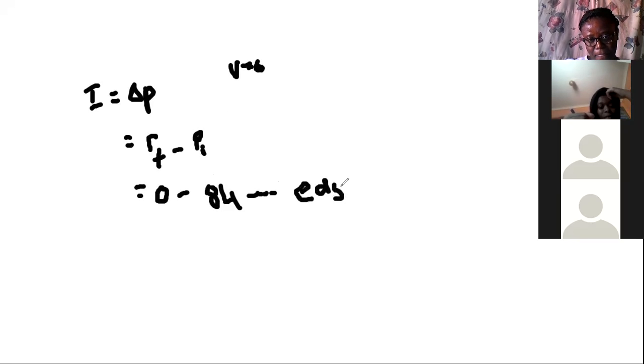minus the momentum that we calculated at the initial, which I think was 84,000 something, you can check the numbers in the example. And this one was to the east. So if we calculate this one, it's minus 84,000 something, that value that we had there, to the east.